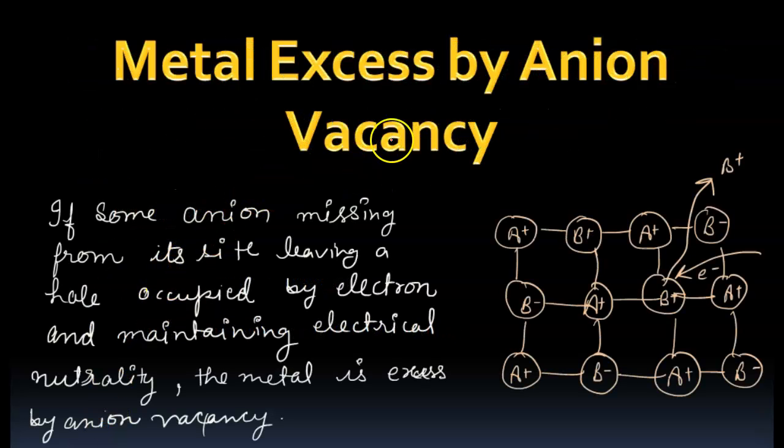Next is metal excess by anion vacancy. If some anion is missing from its site, leaving a hole occupied by an electron and maintaining electrical neutrality, the metal excess is caused by anion vacancy. You can see this diagram. If B, meaning a negative ion, this anion, gets removed from this side, then an electron is entrapped on this side. So it is called metal excess by anion vacancy.